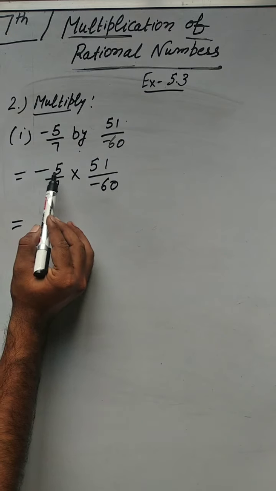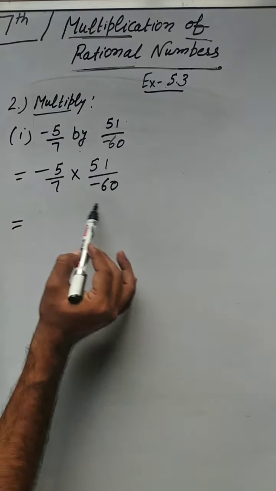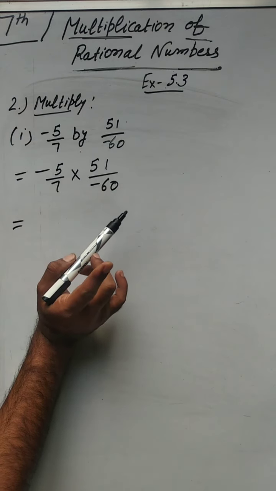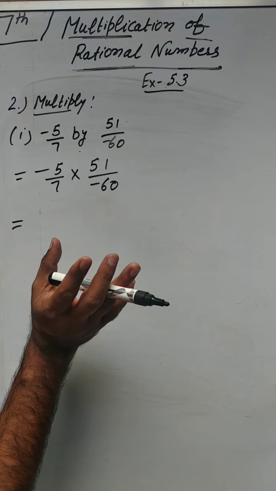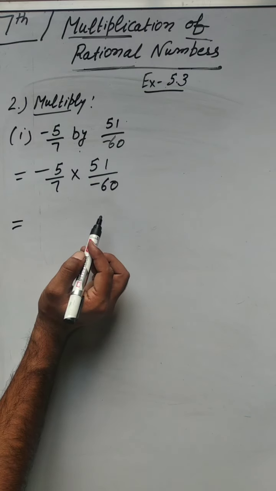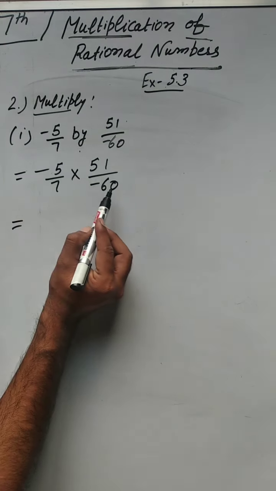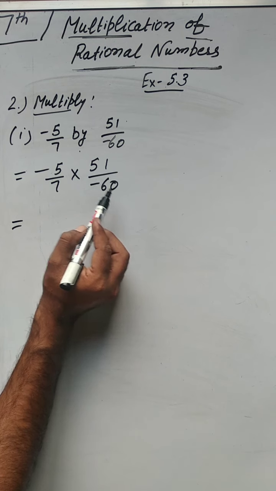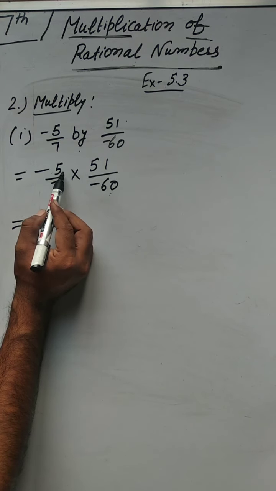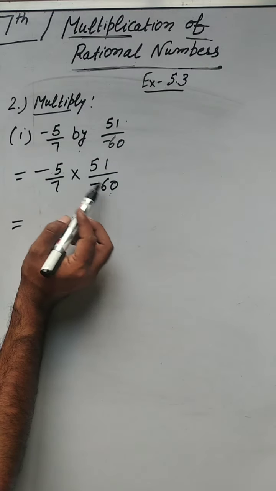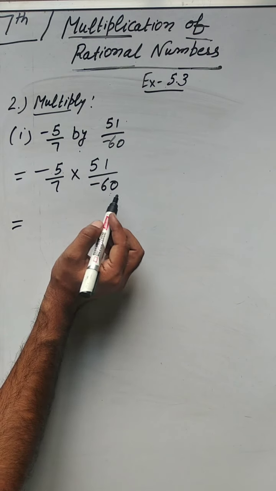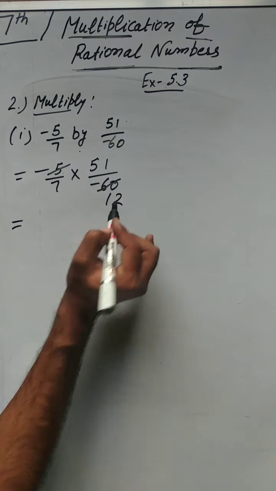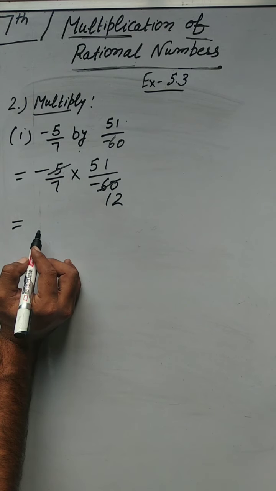Look at the numerator and denominator of both the numbers beta. If anything can be cancelled, you have to cancel it. Okay beta? Clear? Like 5 and 60. 60 is in the table of 5, so we can cancel it with 5. 12 5s are 60. So it is cancelled with 12. Understood beta? Clear?